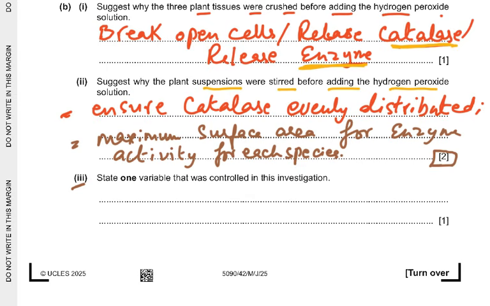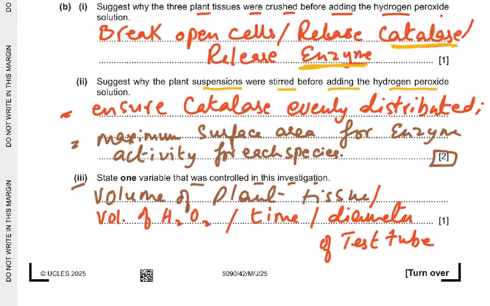Now, part 3 says state one variable that was controlled in this investigation. What is the variable that was controlled in this investigation? The volume of the hydrogen peroxide and the volume of the cell suspension, or the plant tissue or the plant suspension. 2 ml of that and 2 ml of the hydrogen peroxide. So there were 5 variables that were controlled in this. The volume of the plant tissue was controlled. The volume of hydrogen peroxide was the same in each. The time, after a certain time, that was the same, 60 seconds, and the diameter of the test tube.